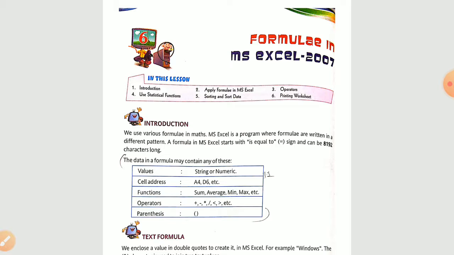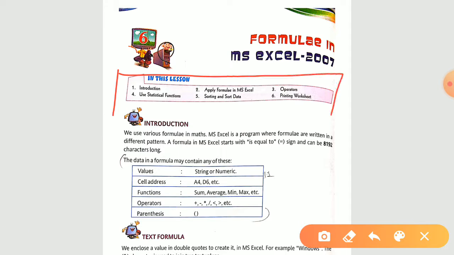As you know, the topic of chapter number 6 is Formulae in MS Excel 2007. Yes, in the previous week also I made a video regarding the same, and in that video we learned about the introductory part. We learned how we are going to apply a formula in MS Excel. You can see the topics over here, they are written. So the introduction we have learned already, applying formula in MS Excel also we have learned, and regarding these operators also we have learned, right?